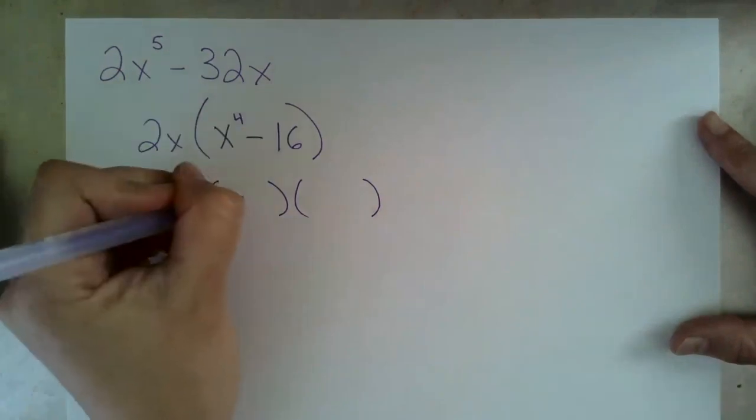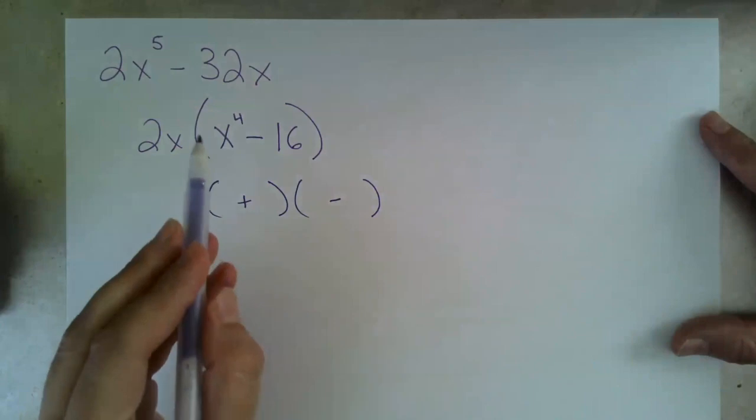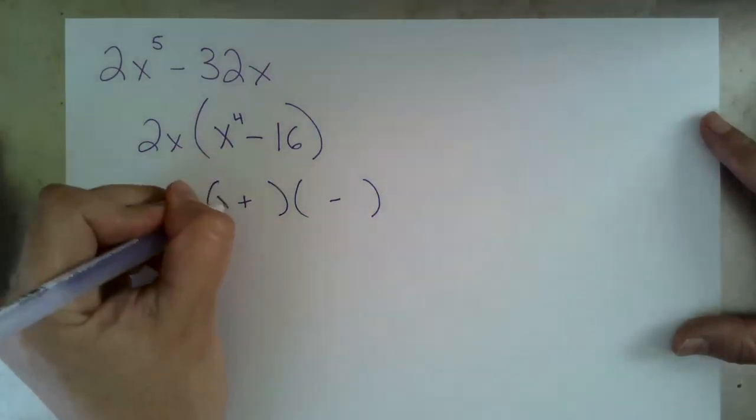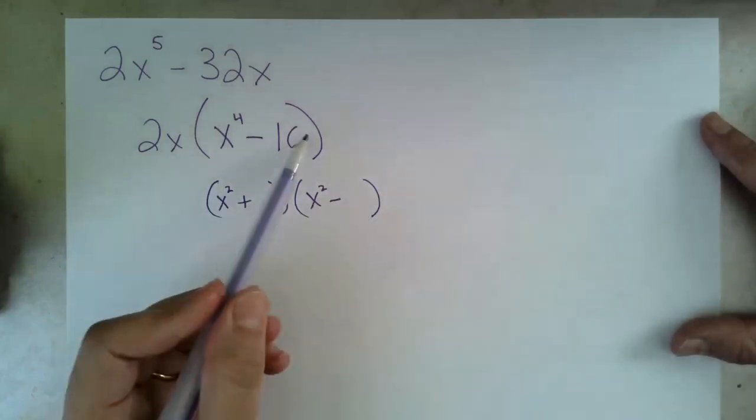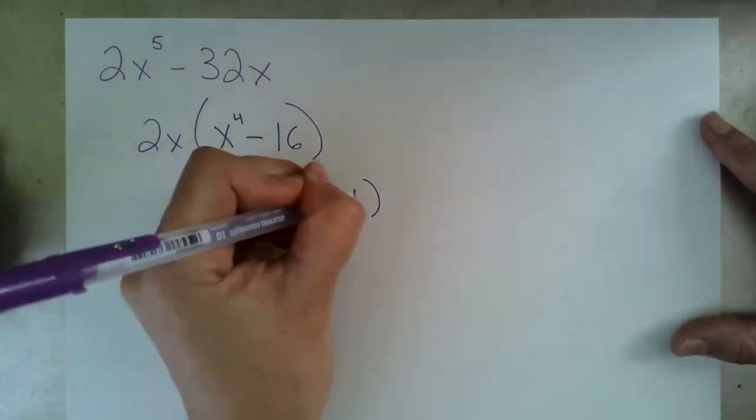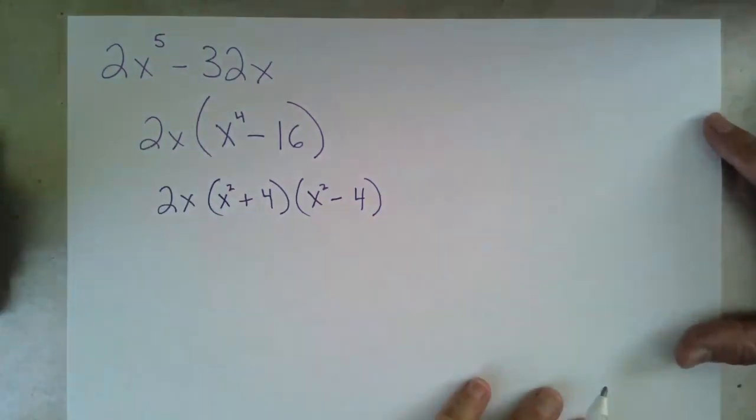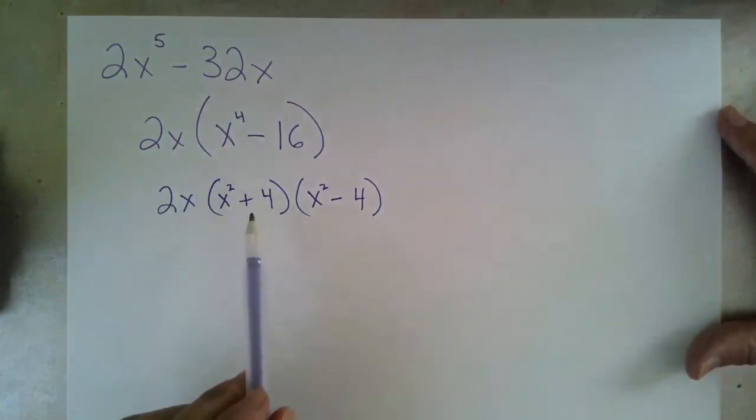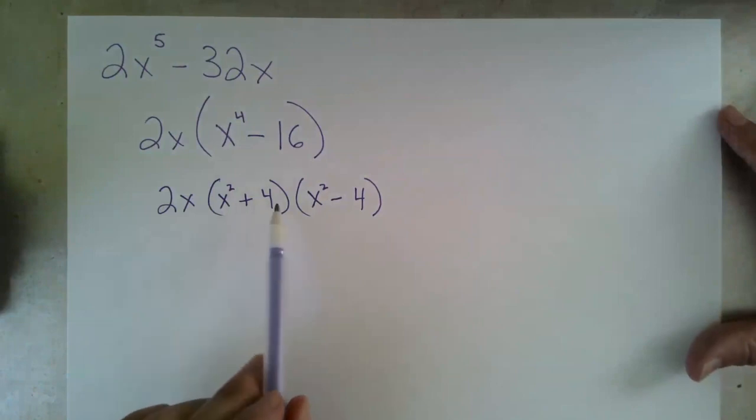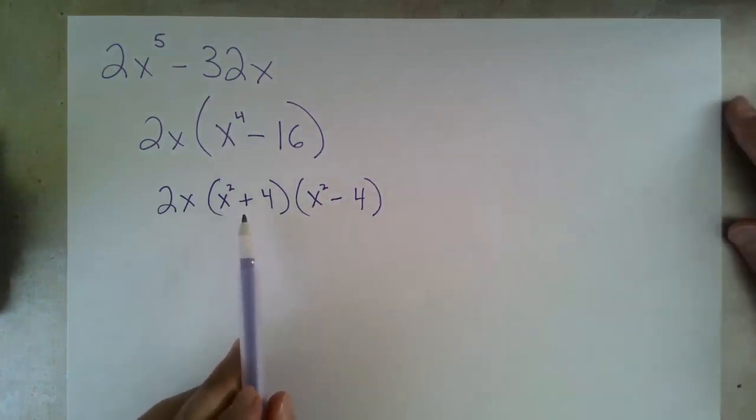So I know that one of these will have a plus, one will have a minus. I know the first term of each will be the square root of this, which is x squared. And I know the second term of each will be the square root of this, which is 4. And then I know my 2x is still multiplied to the outside. Am I done? This term is fully factored. This term, well, there's an x squared and a 4. Those are both squares. That is not a difference. That is addition. So this term is fully factored.